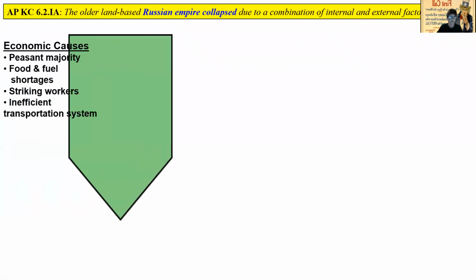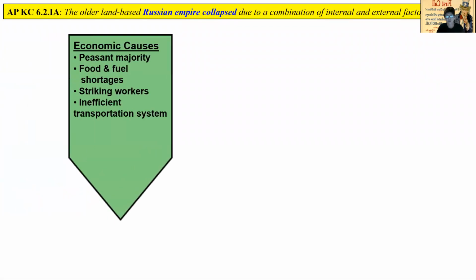Okay, so economic causes for the Russian Revolution. There's a peasant majority. Remember, serfdom was abolished in 1861, the last major place where serfdom was abolished. They were all needed in the factories as Russia was playing catch up with the West in terms of industrial output. There are food and fuel shortages.